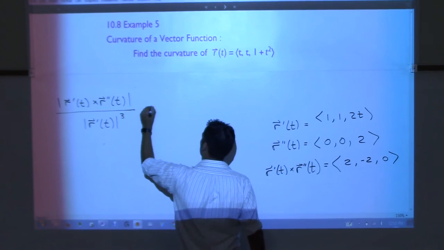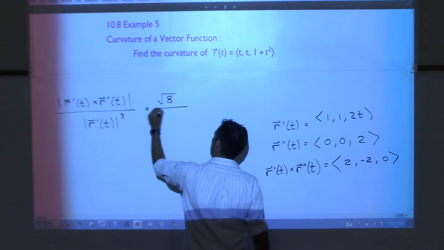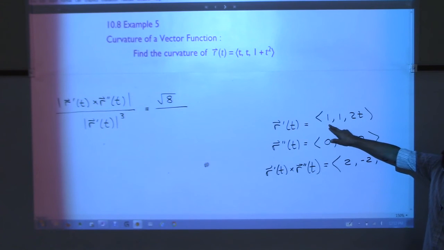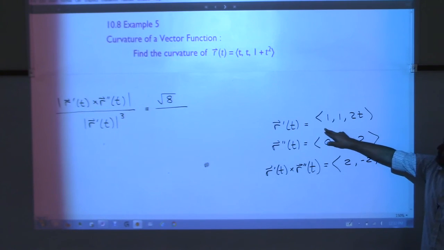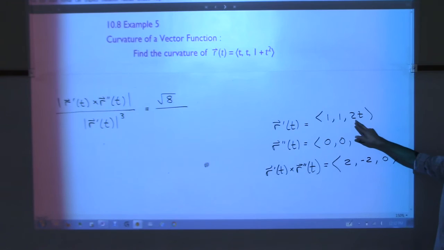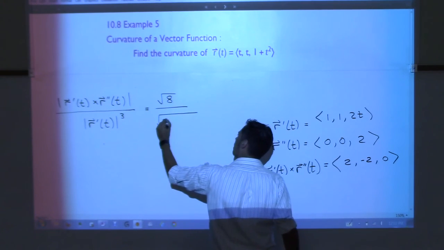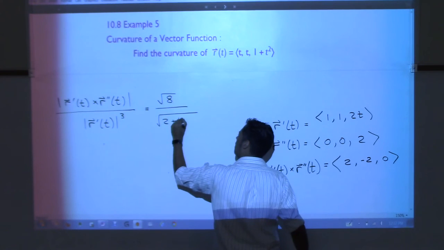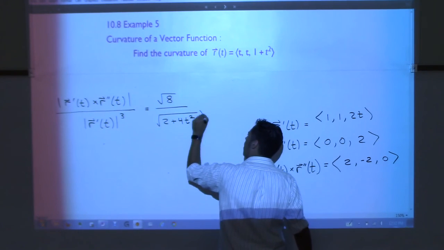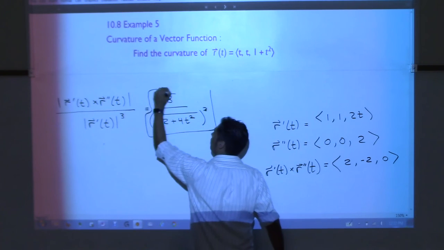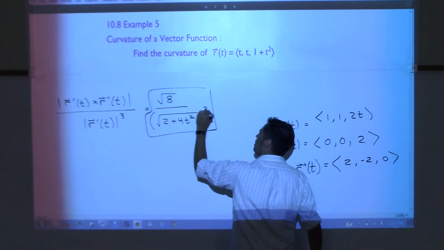Yeah? Root 8 over... Now, what's R prime? R prime is this. Take its magnitude. What's its magnitude? This squared plus this squared plus this squared, which would have been the square root of 2 plus 4t squared. But then all of that, what? Cubed. That's my answer. That's the curvature.